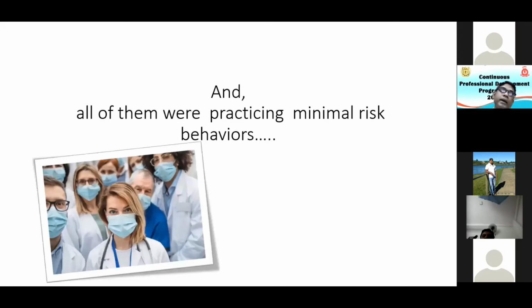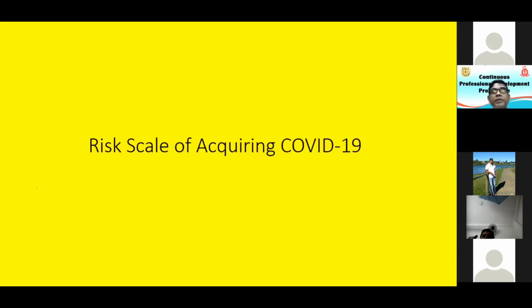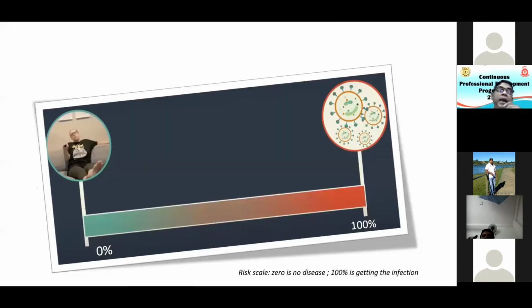All other healthcare workers, the nurses and other healthcare assistants or the doctors, were wearing surgical masks. As a result, they didn't get the disease. And after that, I'll be moving to the concept of risk scale. Risk scale means the chances of getting infection with COVID-19. It is given as a picturesque presentation. The risk scale consists of a 0 to 100 scale.